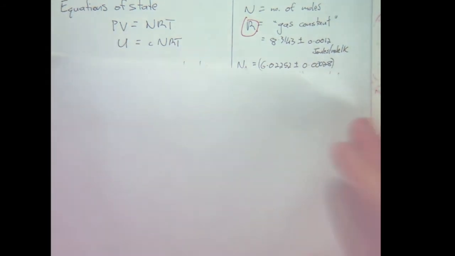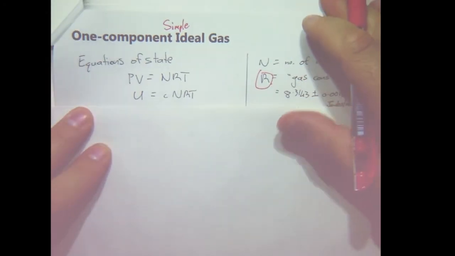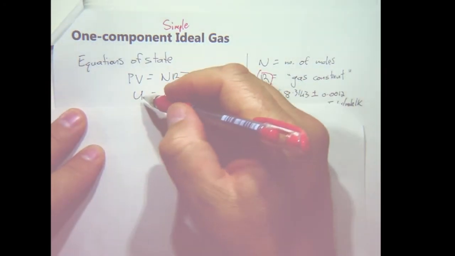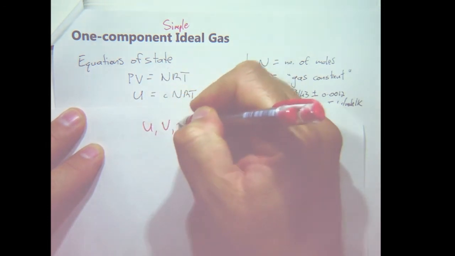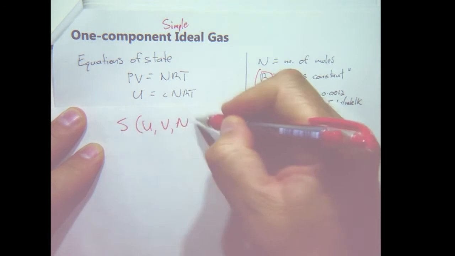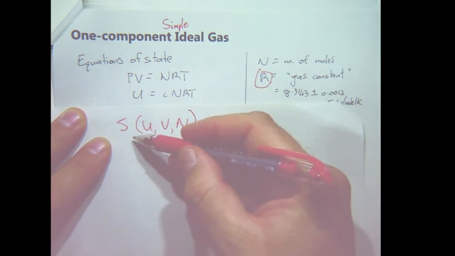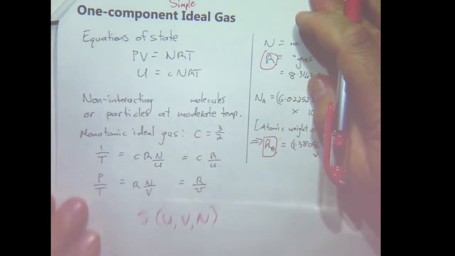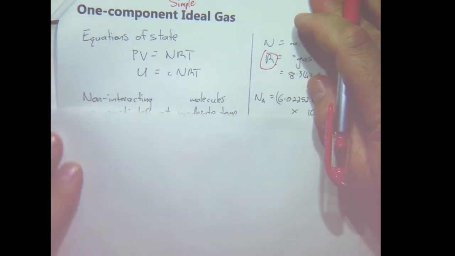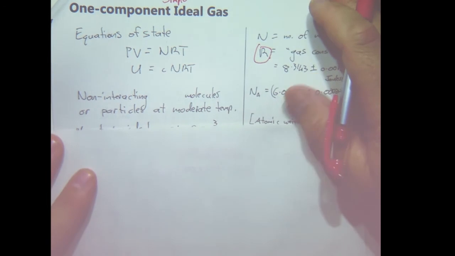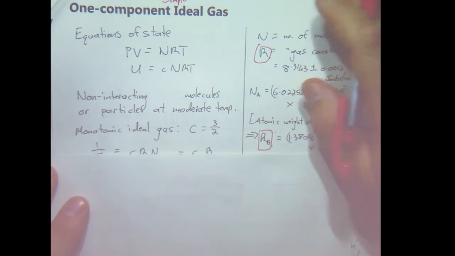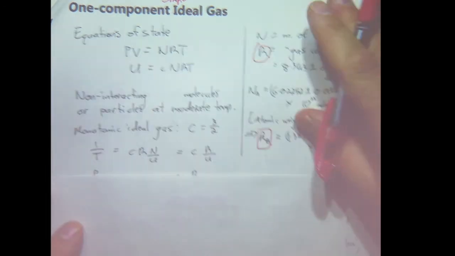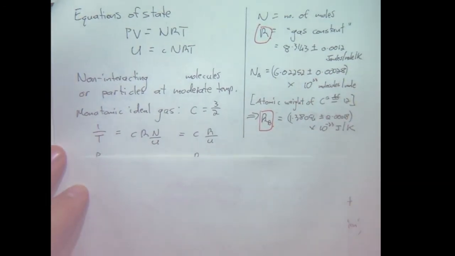Anyway, so equations of state are given. Again, the extensive variables are U, V, and N. So we are in the entropy picture and we want to find the fundamental relation, which is the entropy function. And by the way, ideal gas just means non-interacting molecules or particles at moderate temperature. For a monatomic ideal gas, this constant is 3 on 2. It can be lots of different things in reality.